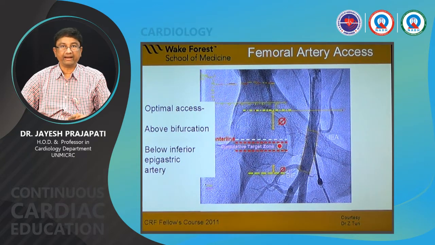Your puncture needle entry should be below the inferior epigastric artery, and of course above the bifurcation. That should be below the inferior epigastric artery, above the bifurcation. That is the optimal access.